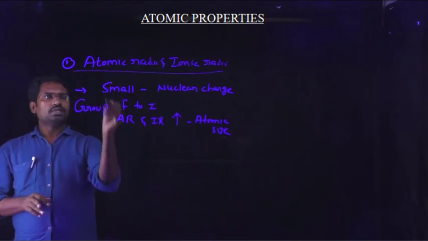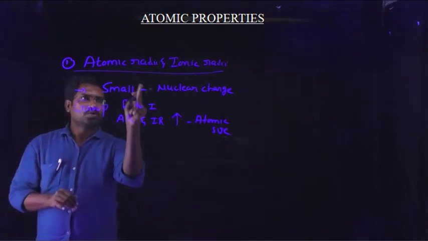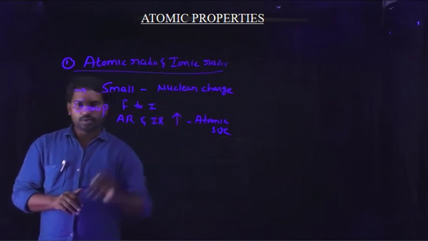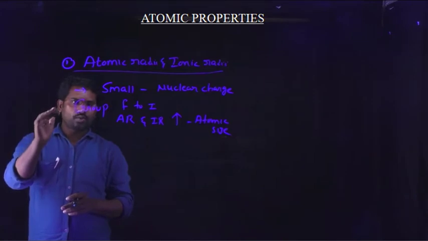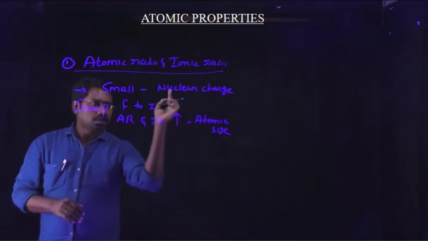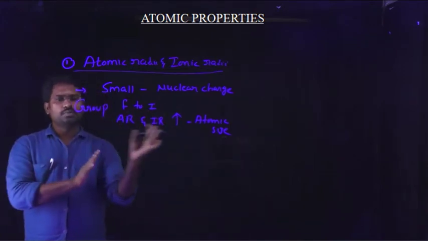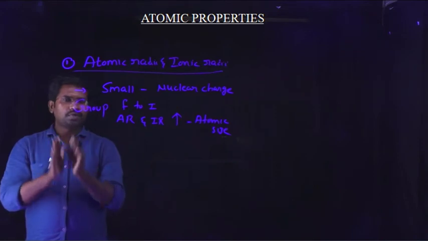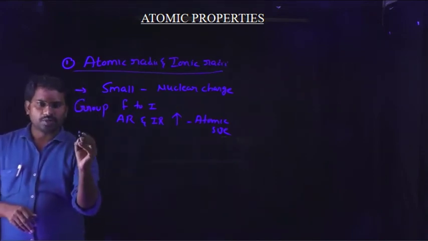Okay. In the case of halogens in their respective periods, they have small atomic radii due to the high nuclear charge. In the 17th group, the halogens have higher values. That means their atomic radii and ionic radii increase from fluorine to iodine because their atomic size increases.